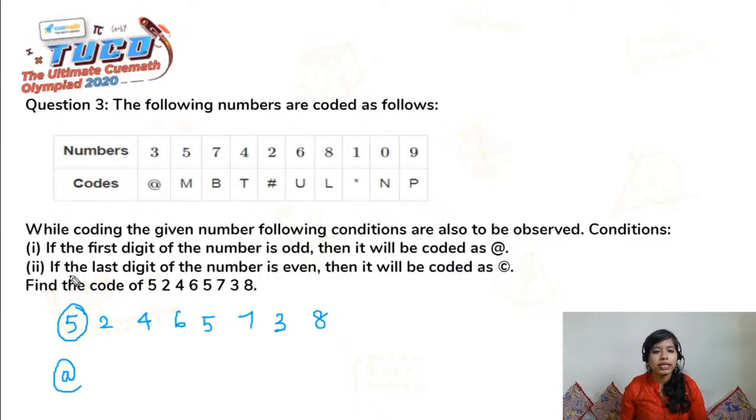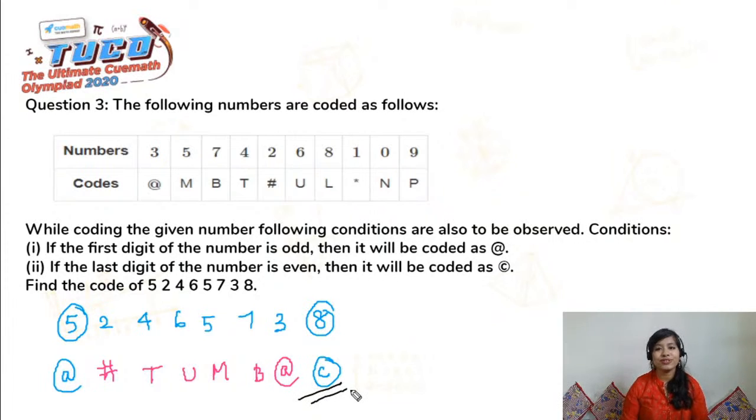Coming to the second one, if the last digit of the number is even, then it will be coded as C. Yes, we do have this also. That's it. Now we are going to map the rest of the numbers using the table. With respect to 2, the code is hash. With respect to 4, we have T. With 6, we have U. For 5, we have M. For 7, we have B. And for 3, we are going to have @ again. So this is our coded word.